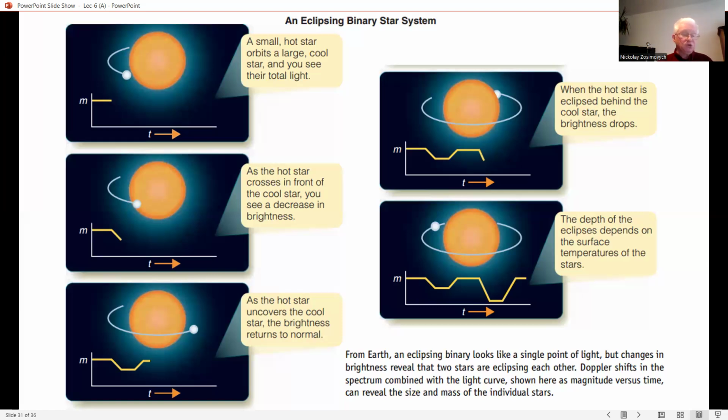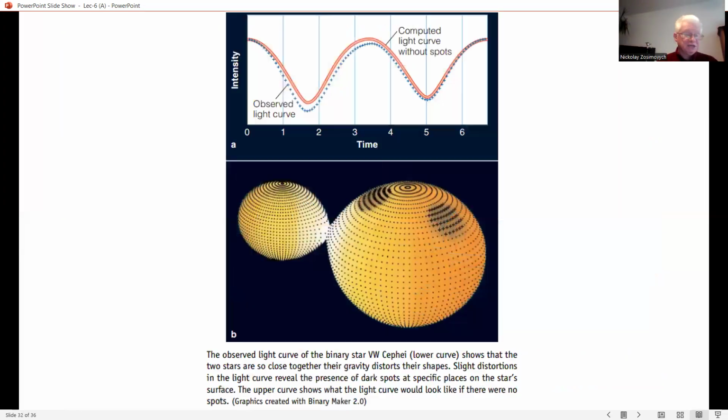This slide shows only an idealized system. Compare with this figure, which shows the light curve of a real system in which the stars have dark spots on their surfaces and are so close to each other that their shapes are distorted.